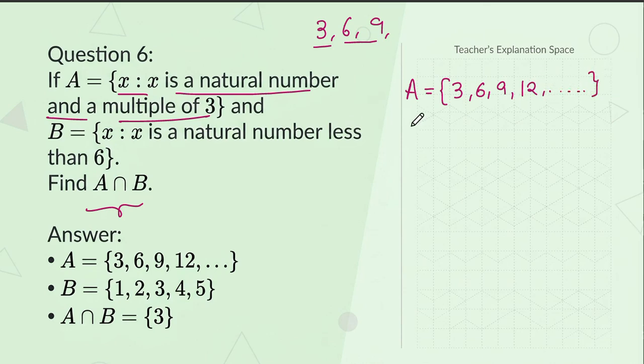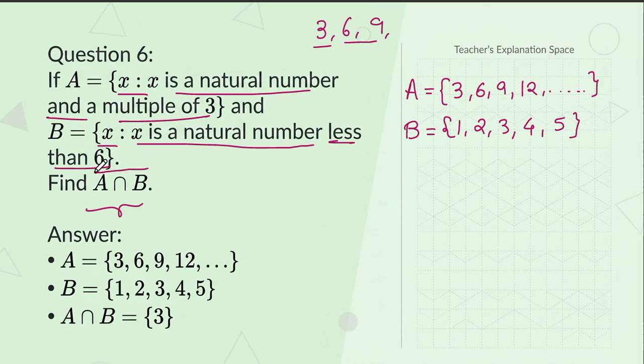Then look at the B set, which we will also write in roster form. So what is set B? x such that x is again a natural number but less than 6. Which numbers are natural and less than 6? 1, 2, 3, 4 and 5. Less than 6 means only these 5 numbers will come.